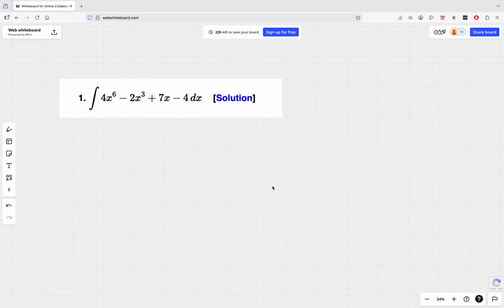So on to another problem. Going on to integrals now. Calculate the integral of 4x to the power of 6 minus 2x to the power of 3 plus 7x minus 4 dx. Okay. So first off, to go over what is even the point of an integral.